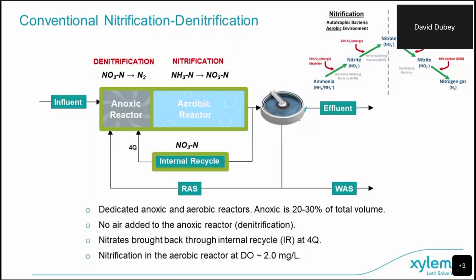So typically no air is added in the anoxic reactor, and enough oxygen is added in the aerobic reactor to break down all of the ammonia plus treat the BOD that's coming into the plant, or biochemical oxygen demand.